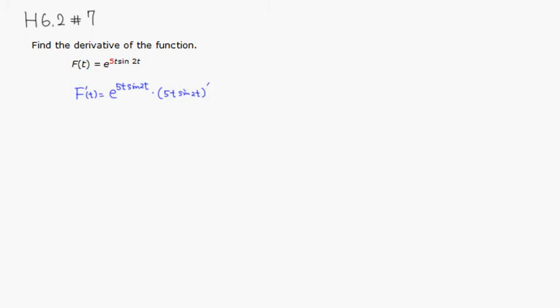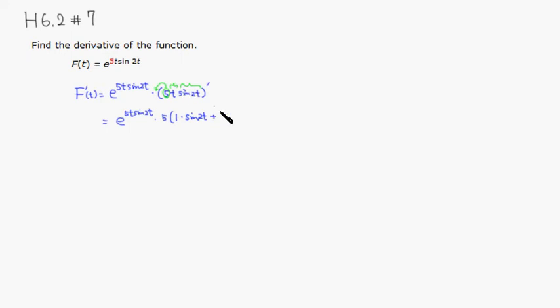We have 2 things multiplied together. 5 is a constant, so I'll just put this guy outside. Then you have 2 things multiplied together, so we have to use the product rule. So this is going to be e to the 5t sine of 2t times, 5 is already outside, so maybe I should write the 5 here. The derivative of t is going to be 1 times the second, so you have a sine of 2t.